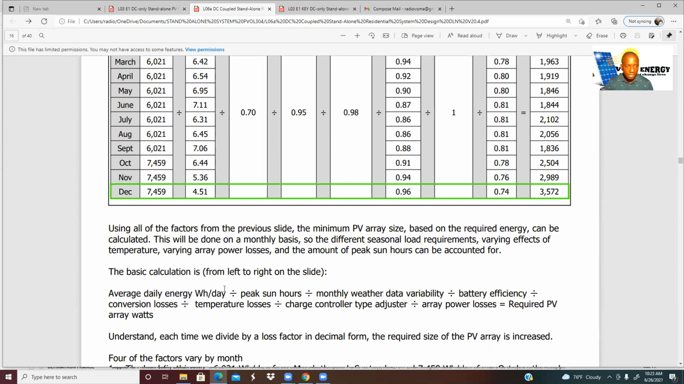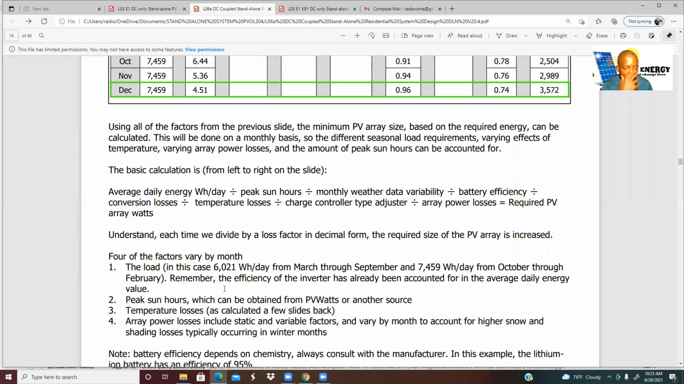The basic calculation is from left to right. Average daily energy in watt-hours, divided by peak sun hours, divided by the monthly weather data variable, divided by battery efficiency, divided by conversion losses, divided by temperature losses and charge controller type adjuster, divided by array power losses, gives the required PV array watts.